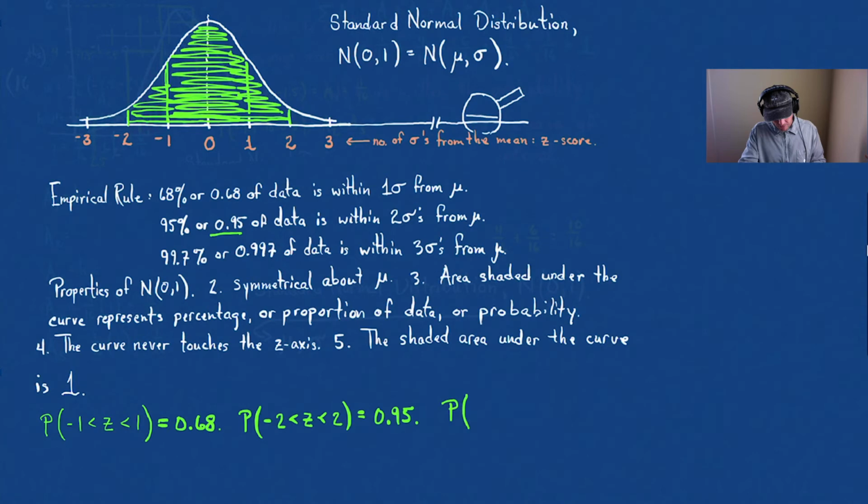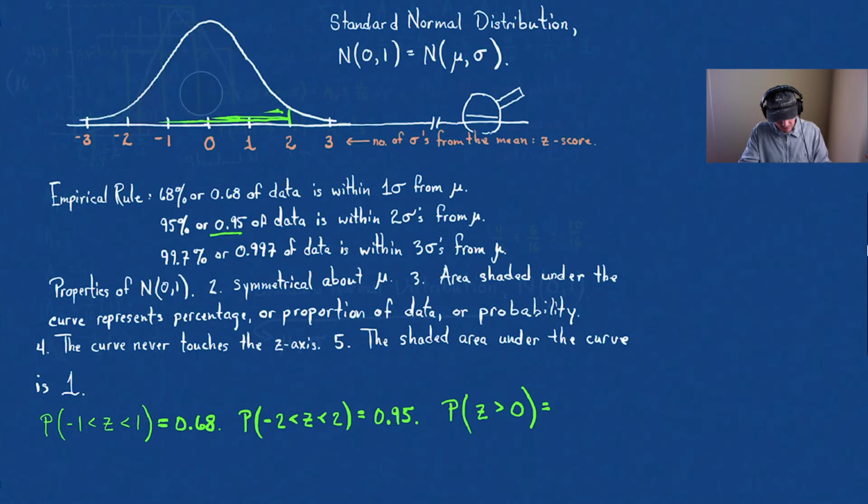Now, I'm going to clear this out, but let's try this. What about the probability that z is greater than 0? Okay, so I'm going to erase my green stuff, and let's try that. So the probability that z is greater than 0. Well, that would mean I would shade all of this region. Even that past the 3, I would shade all of this.